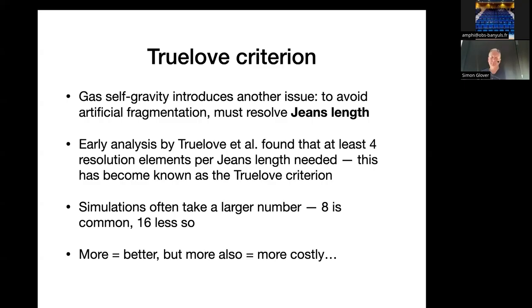And about 20 years ago, there was a fairly influential paper by Truelove et al. who showed that in order to get well-behaved results in collapse problems, you needed to always ensure that this Jeans length was resolved by enough resolution elements. So they found that you needed at least 4 resolution elements per Jeans length. In practice, people tend to use somewhat more than that because 4 is a bit marginal. And this has become known as the Truelove criterion.